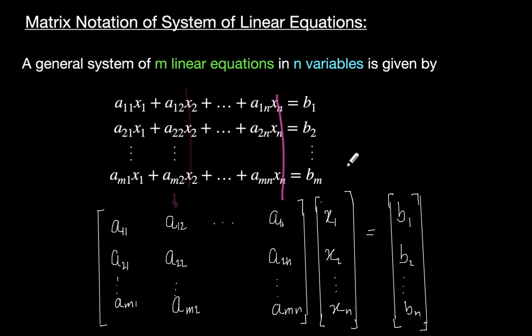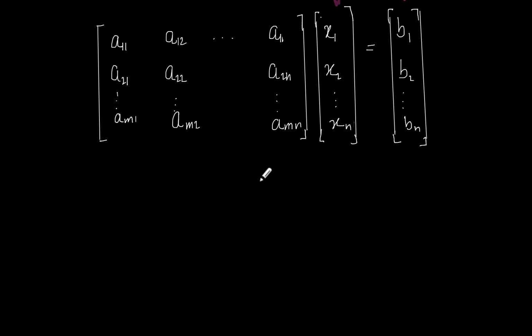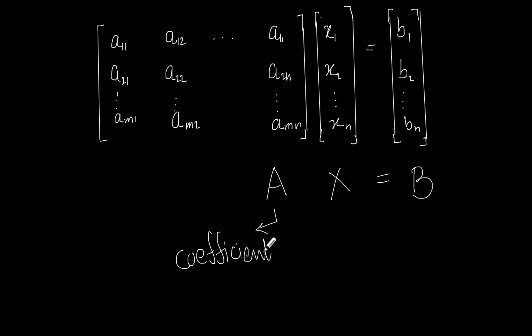This matrix is the matrix of variables x1, x2, up to xn, and this is the entries of the right hand side in the system of linear equations. These are all scalars. We denote the coefficient matrix by A, the matrix of variables by X, and the matrix of scalars by B. So we call matrix A the coefficient matrix. This is called the variable matrix, which is a column matrix, and this is the matrix of scalars, which are the entries of the right hand side in the equation.